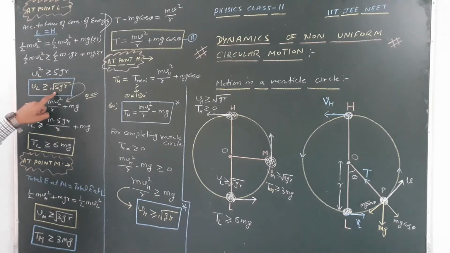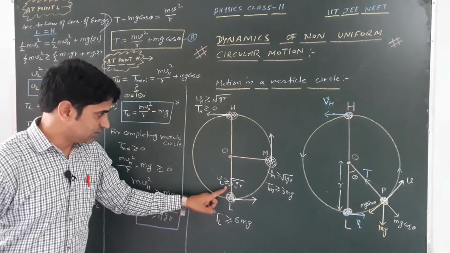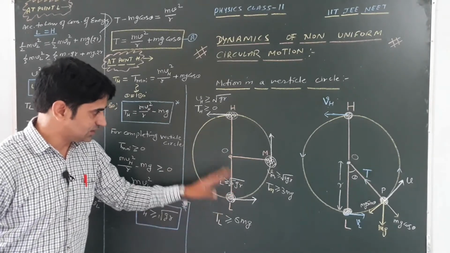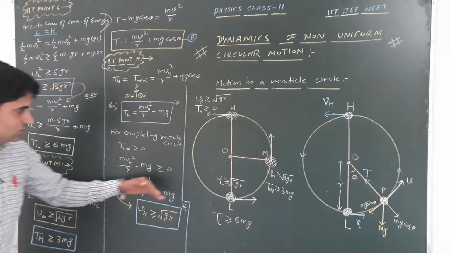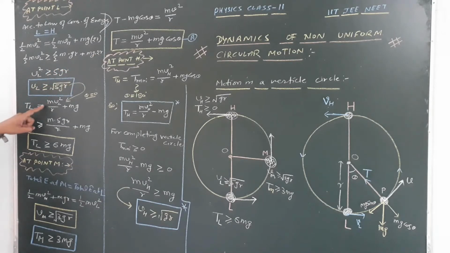So at point L, the minimum velocity to cover the circular path should be equal to square root 5gr. It can be more than this, but if it is less, the stone will not be able to complete the circular path. So again, from equation number A, finding the tension in the string at point L, TL equals mvl square by r plus mg.